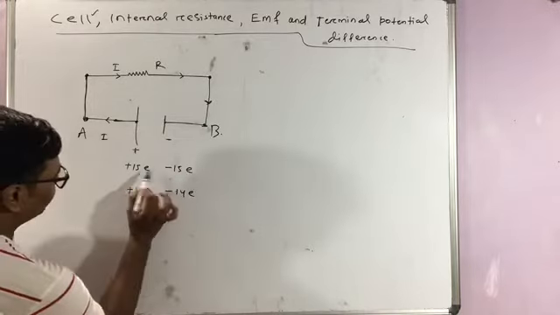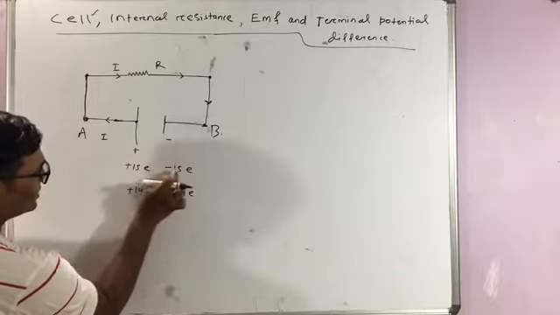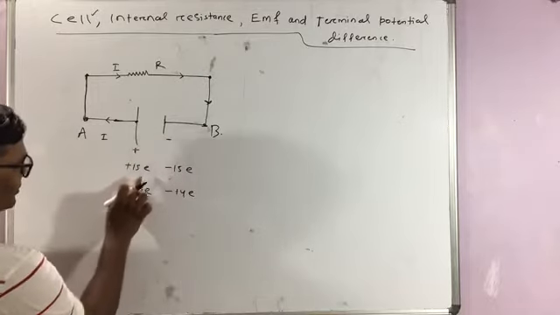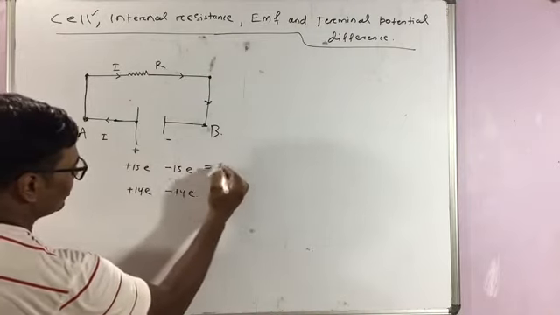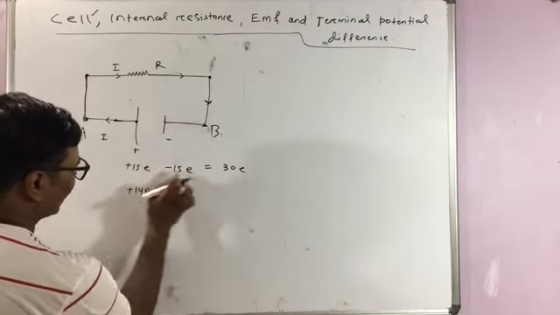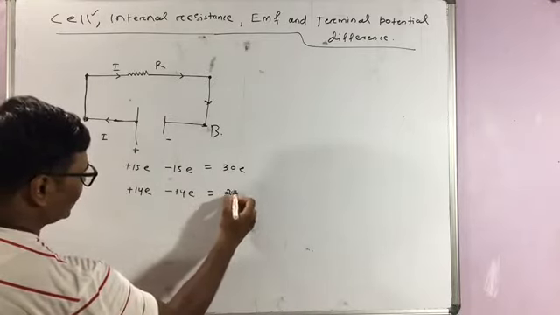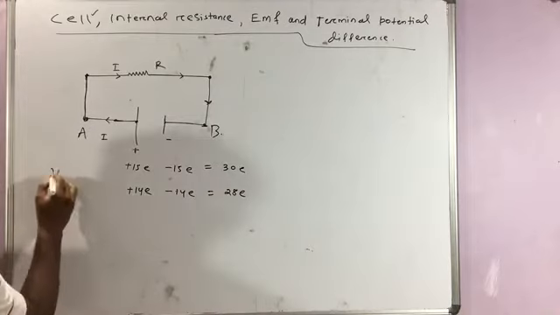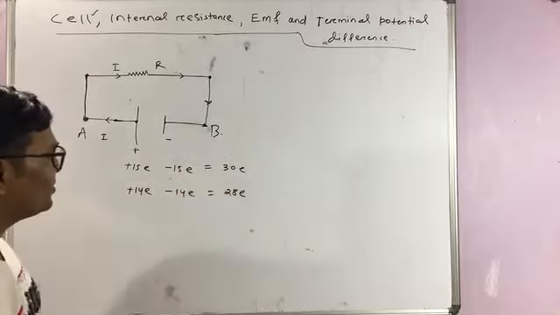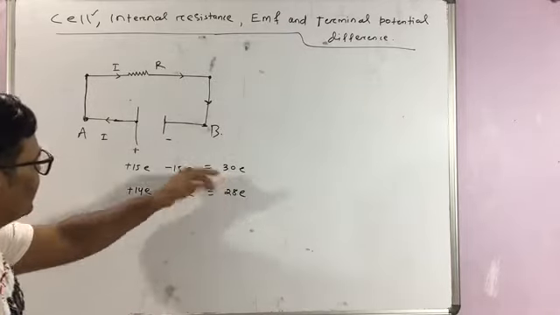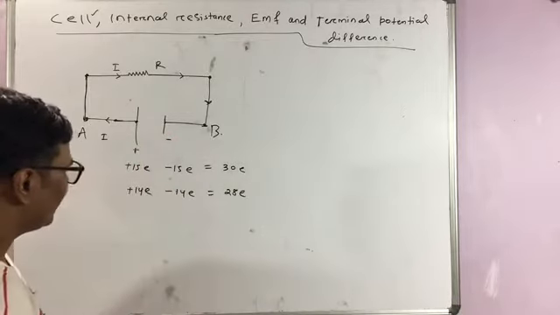The potential difference depends on the difference in the concentration of the charges. Here the difference is 15 minus minus 15, which is 30e. But now the charge difference is 28e. Potential difference depends on the charge difference. If the charge difference is more, the potential difference will be more, and if the charge difference is less, the potential difference will be less.